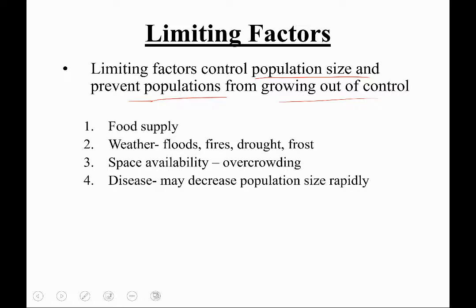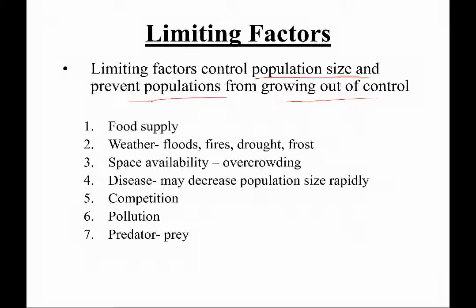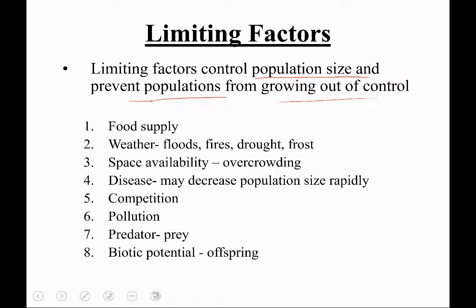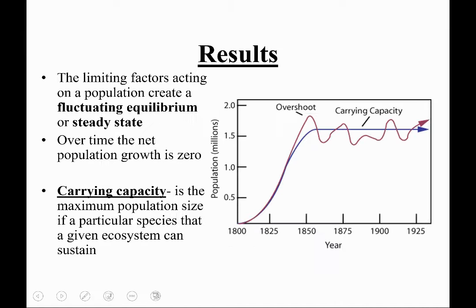Diseases can spread and decrease populations rapidly. Competition, that would be from other species competing for the same food source in the same space. Pollution, that would be human-caused pollution that can decrease size and the amount of food supply available, and it can affect the weather as well. Biotic potential, meaning the number of offspring that they're able to have. Those are the limiting factors for populations. The section that you're going to read goes into this in a little bit more detail.